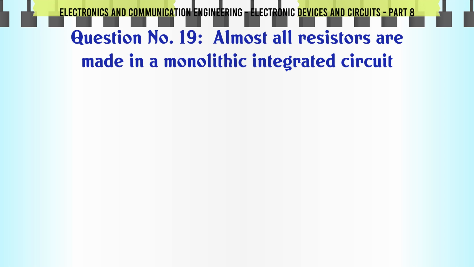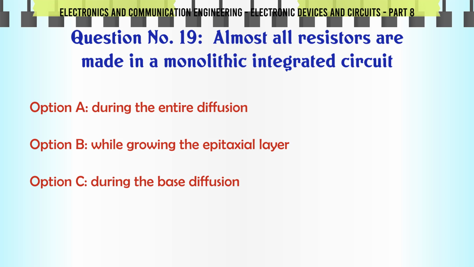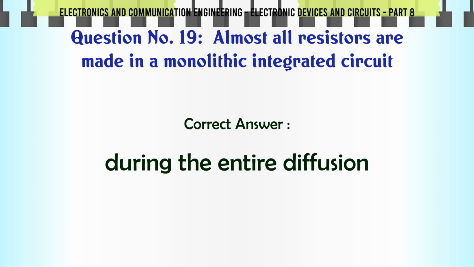Almost all resistors are made in a monolithic integrated circuit A. During the entire diffusion. B. While growing the epitaxial layer. C. During the base diffusion. D. During the collector diffusion. The correct answer is during the entire diffusion.